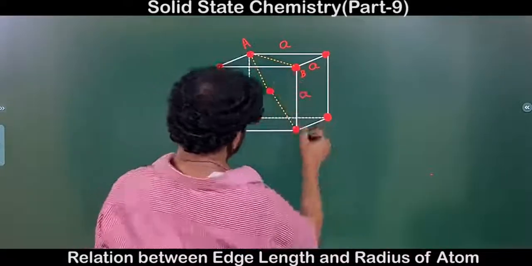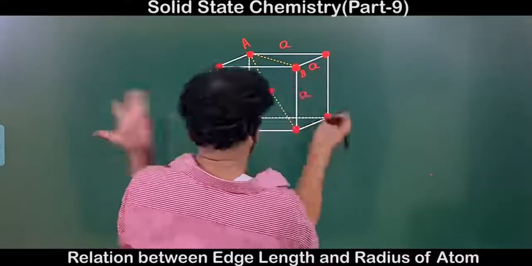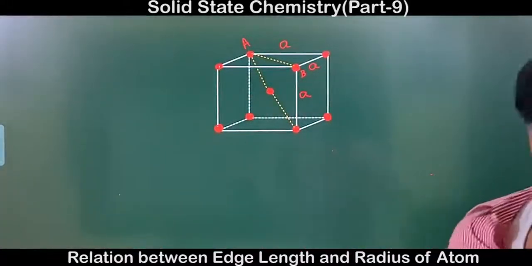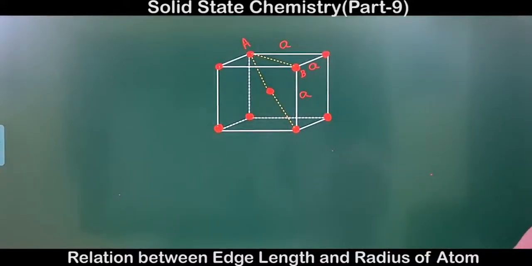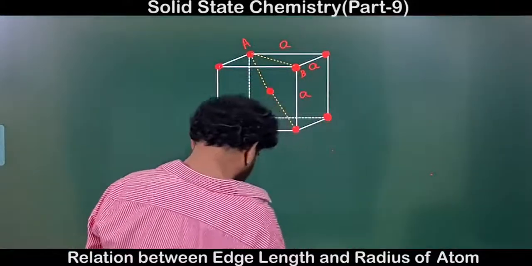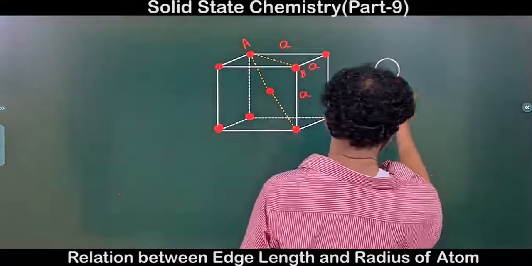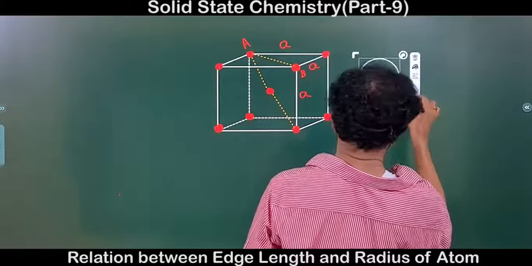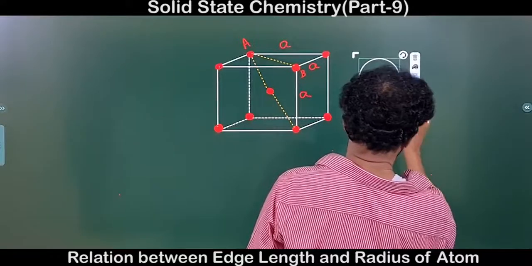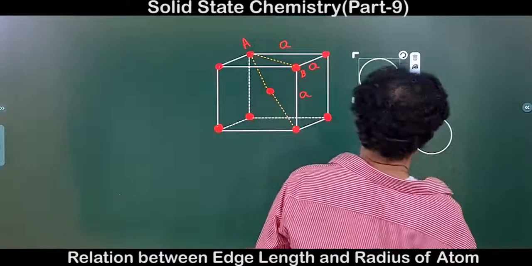Now these are touching each other. The edge length is A. I told you, it is a cubic system, so I need not tell you again and again that all the edge lengths are equal. Then here, what is happening? Actually, somewhere I draw it. This is the case.